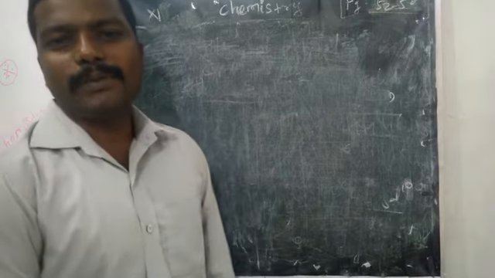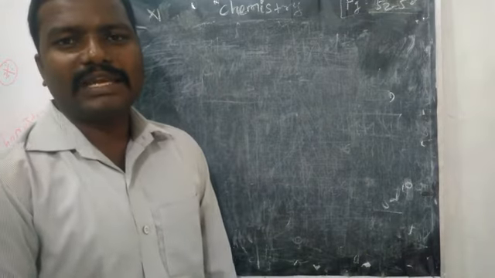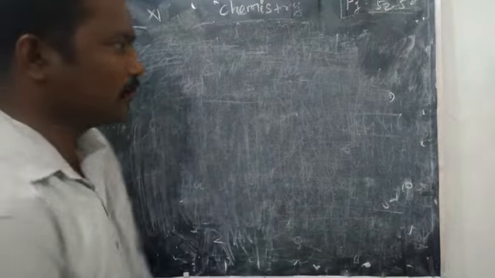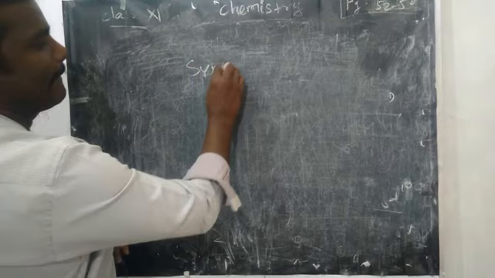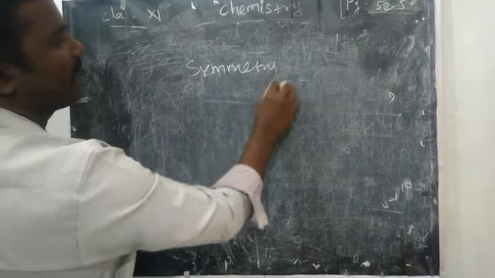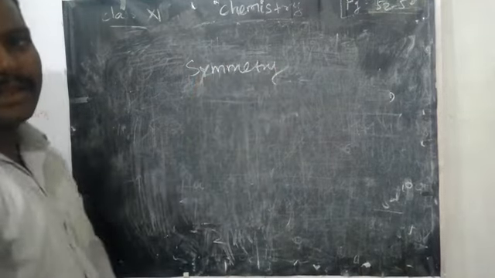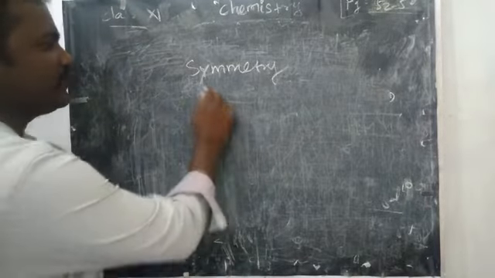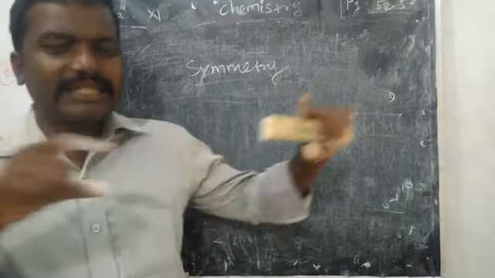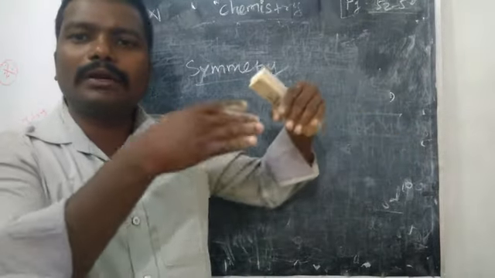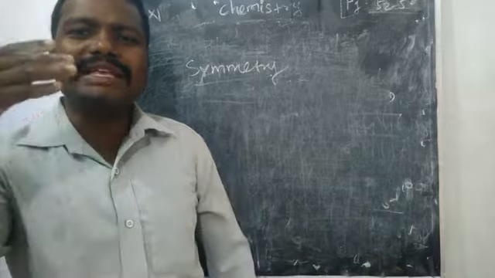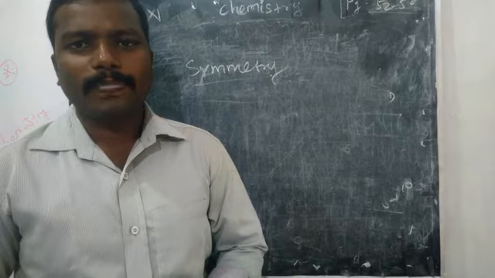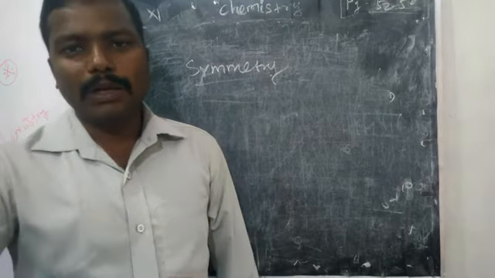Stability of orbitals. How do you learn about the stability of orbitals? We can determine the stability of an orbital by using two terms. What are the two terms? Symmetry, and the other one is exchange energy. So now we will learn about symmetry. What do you mean by symmetry? See, in the degenerate orbitals, if the electrons are equally distributed, they become more stable, otherwise not equally filled.